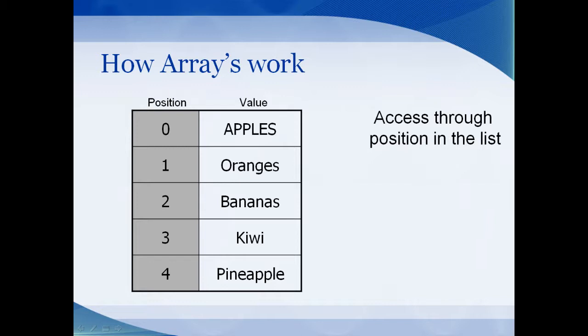Suppose we want to change bananas to, say, mangoes, a more superior fruit in my opinion. All we have to do is set position 2 in the array equal to mango, and that position value is what allows us to access that position 2 in the list and change it to whatever we want.